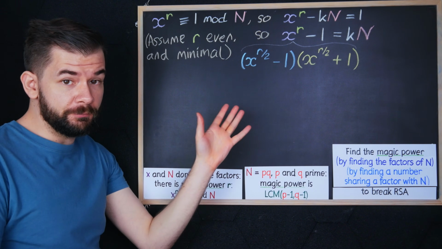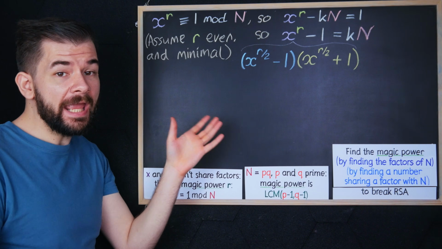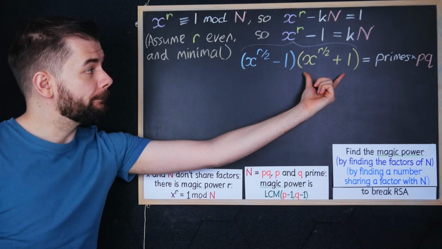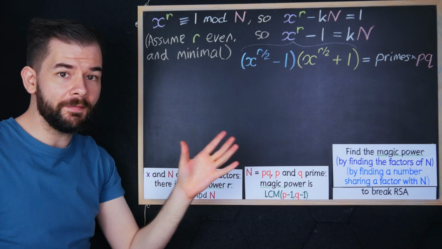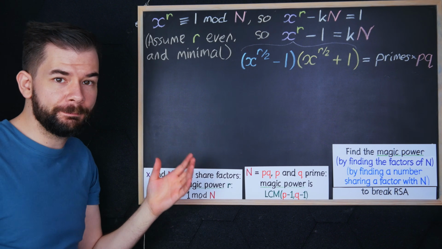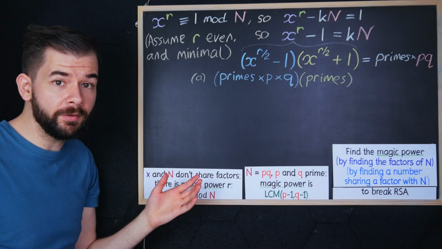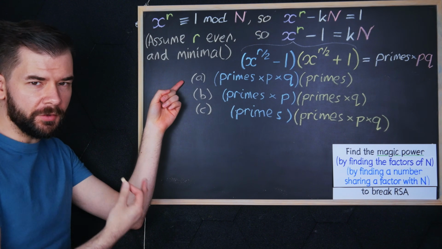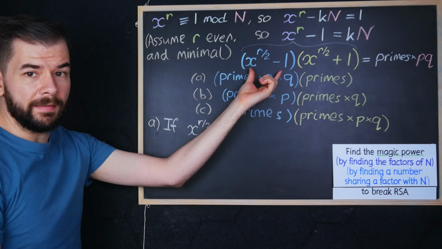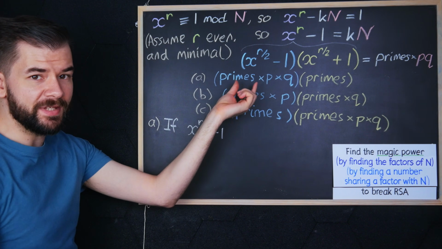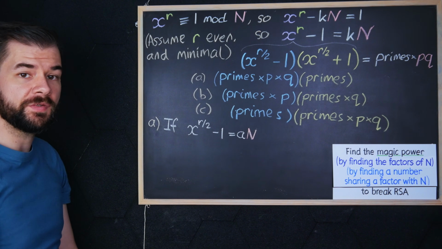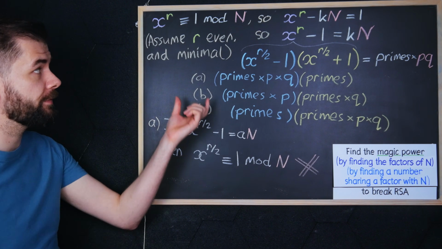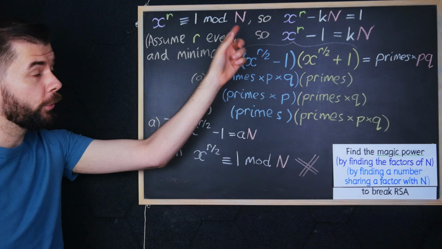Now, n is built from two primes p and q, and k will be built from primes as well. Prime factorizations are unique, so among these two numbers are the same primes, and that means p and q must appear in one or the other, or both. Now note that case A is actually impossible, because if this were true, that means that it's equal to something times n, and with some rearranging, we see that this is 1 mod n. And that's a contradiction because we assumed that r is the smallest power with this property.